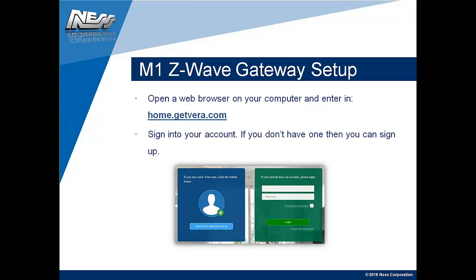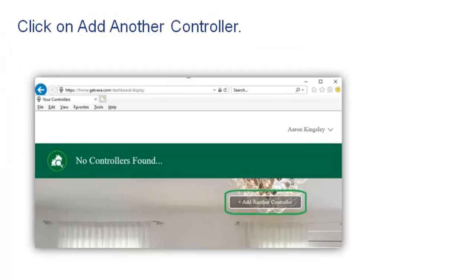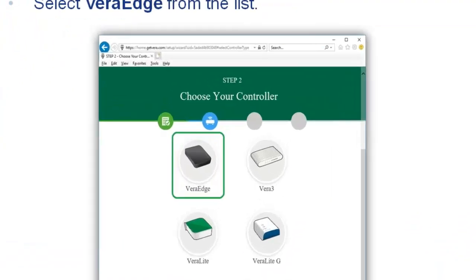Once you've powered up your Z-Wave gateway, you need to go to home.getvera.com. Sign into your account if you have one. If not, you can click on the button on the left there that will activate your setup for the first time. Then you need to click on add another controller. This will search your network to see if you have any controllers on your network. It's asking which controller you want to set up. In our case, it's the Vera Edge that we need to set up.